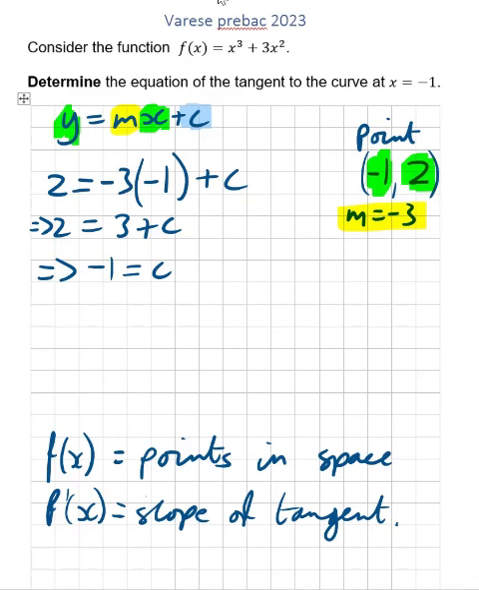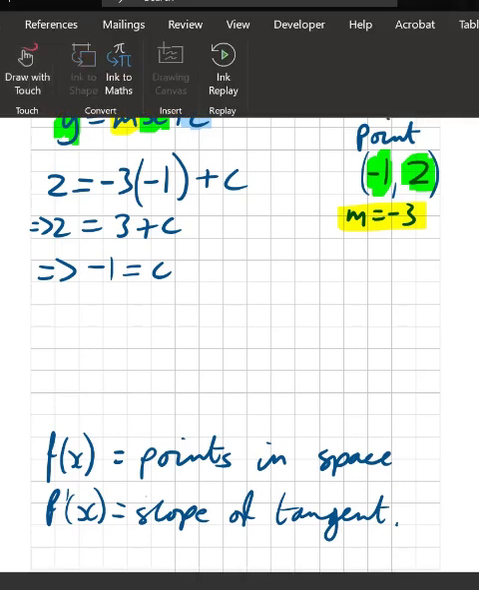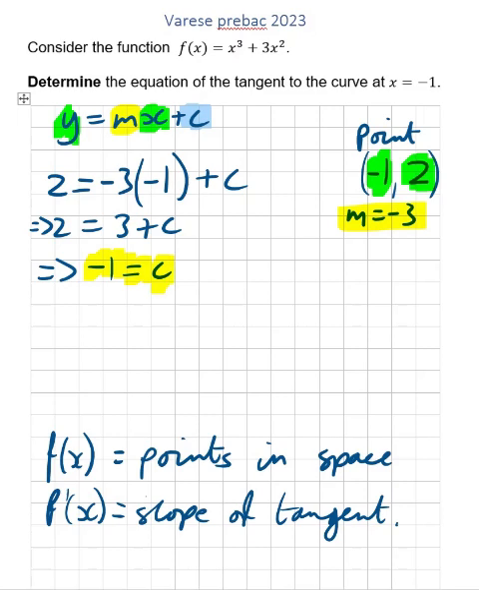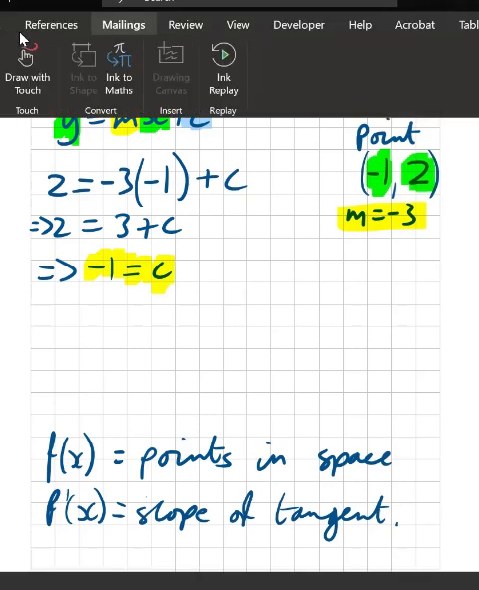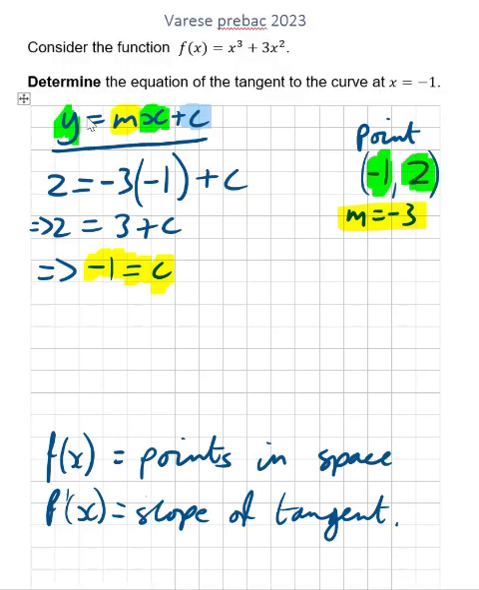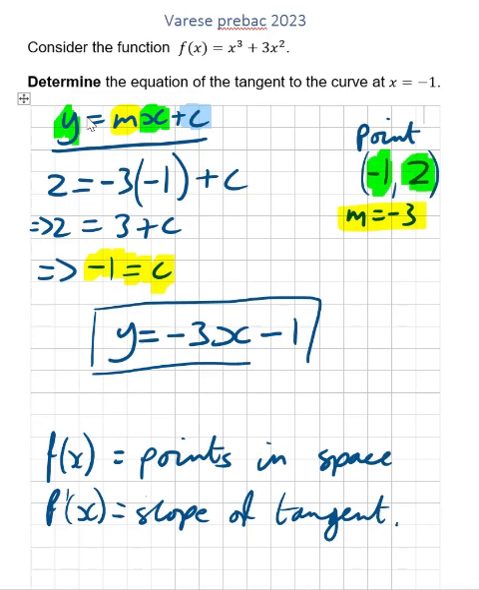Okay, now I have all of my details. I've got my c is equal to -1. I have my slope as well, my m. So then I just fill into my generic form, y is equal to mx plus c. So just to finish off this question, the last thing that I'm looking for is y is equal to the slope I found, which was -3, times any x value, plus my c, which is -1. And there you go. That is my final answer.